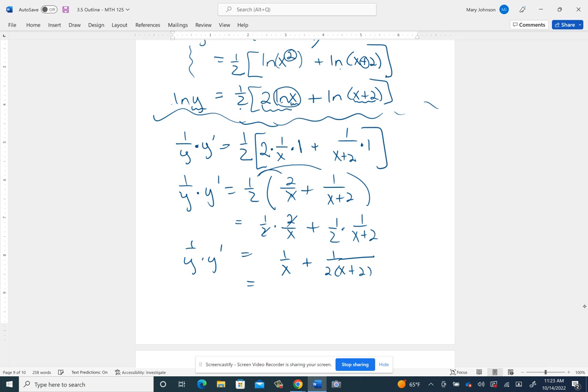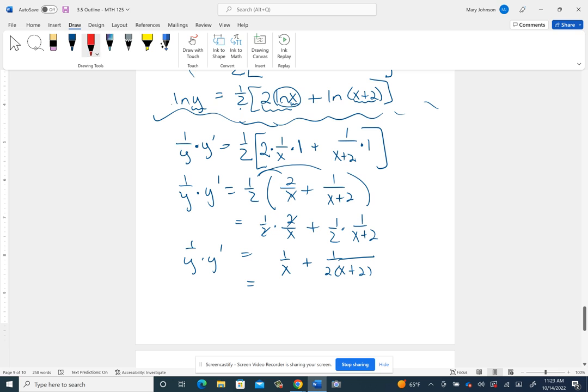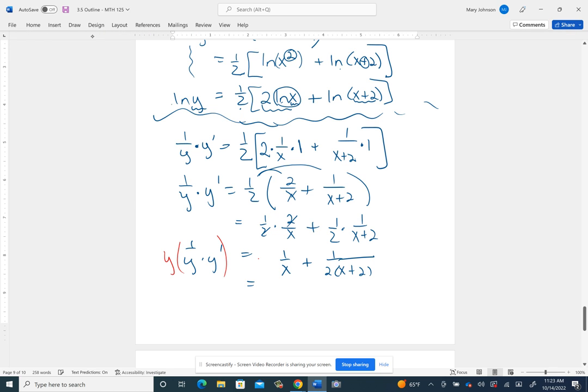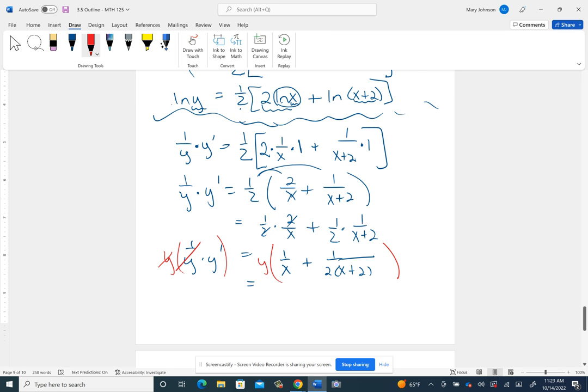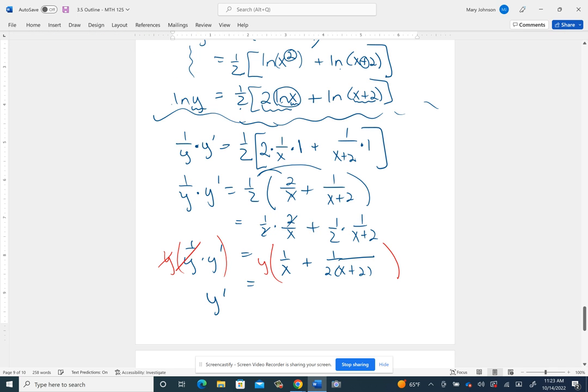All right, so then if I multiply both sides by y, okay, then that knocks out the 1 over y and leaves me the first derivative, which is what my whole goal was, right? And then right there where the y is, I'm going to put what I had originally, but put that raised to the 1/2 power on it. All right, so that's the y, and then I still have this 1 over x plus 1 over 2 times x plus 2.